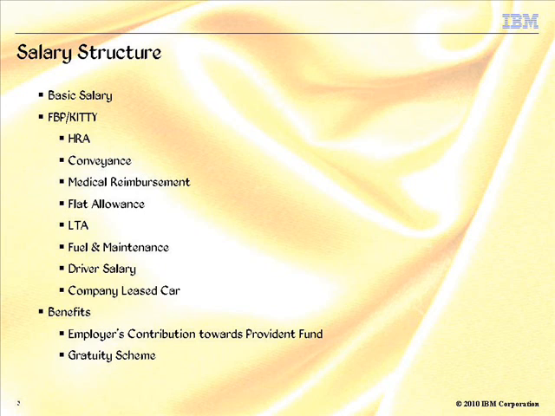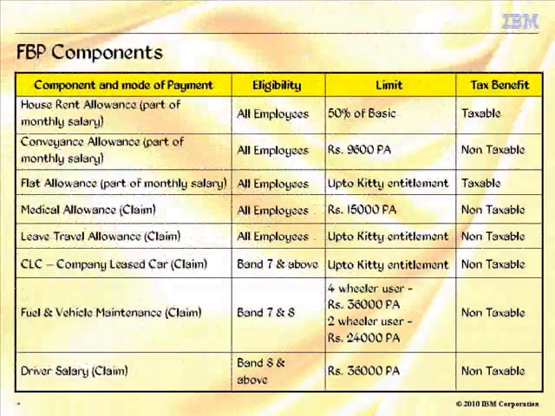Your offer letters, as you know, contain the breakup of your CTC or salary, and the contents typically are the basic salary, which is a fixed component and will be paid by default without any declaration by the employee. The FPP or kitty includes HRA or house rent allowance, conveyance, medical reimbursement, flat allowance, LTA or leave travel allowance, fuel and maintenance, driver's salary, and company leased car. The benefits are employer's contribution towards Provident Fund and the gratuity scheme.